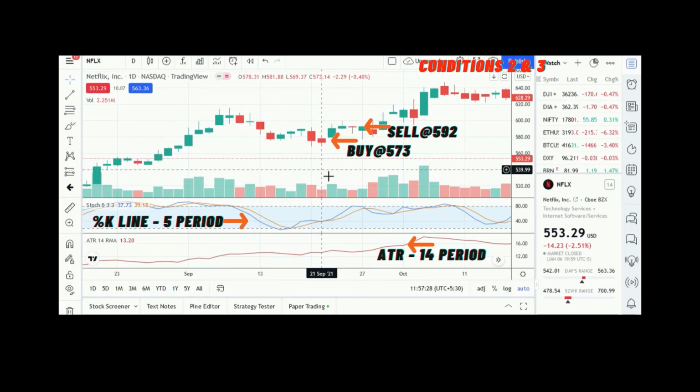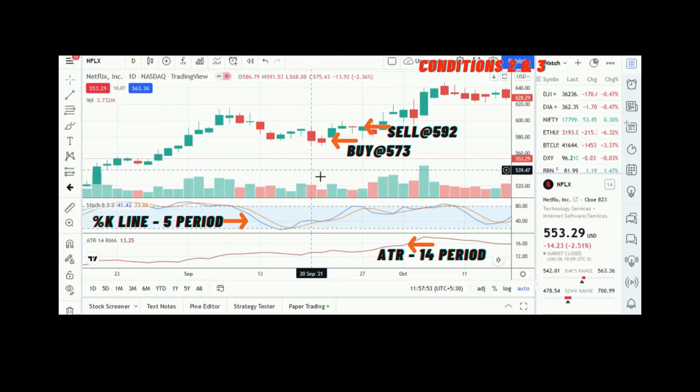Let's take a look at ATR. ATR was around 13.2 on the 21st. Let's go back a day. On 20 September, ATR was at 13.25. So once again, the current ATR value is less than its previous value. So condition 3 is also met. We now go ahead and buy Netflix at market closing.